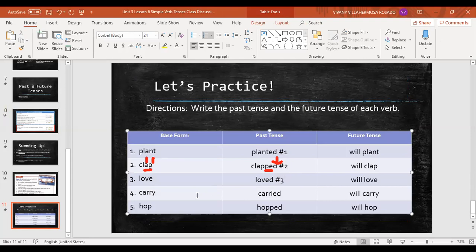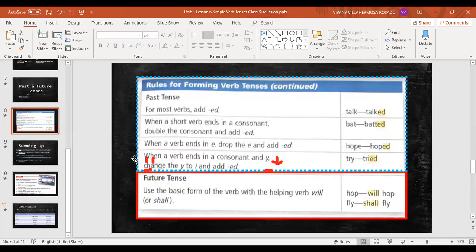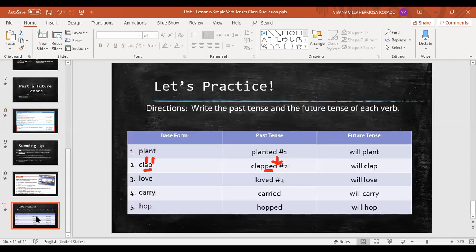Carry. Now we immediately notice that carry is a verb that ends in Y. So we know that there is a rule that talks about this. So let's see. The rule says that when a verb ends in a consonant and Y, change the Y to I and then add ed. Okay, so here we go. We change the Y to I.